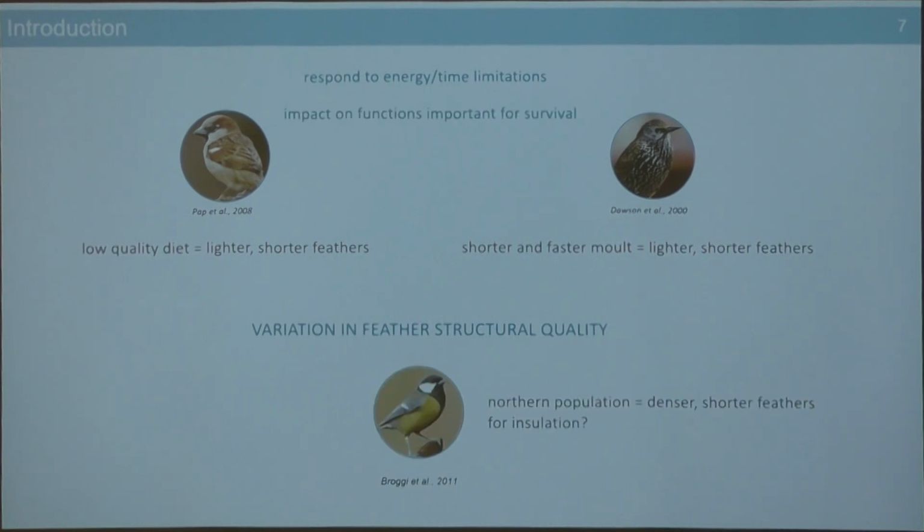But also for feather quality to link life history traits, both over short and long term, we also need it to impact on functions that are important for survival. For instance, insulation. And we see some evidence that northern populations of great tits have denser and shorter feathers, potentially as a result of providing better insulation in the colder winters.